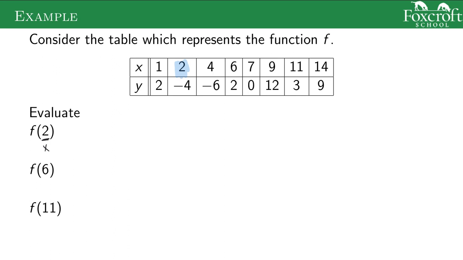And what y value corresponds with that? I just go straight down the table, and the y value that corresponds to that is -4. So that tells me that f of 2 equals -4. When I put the input 2 into my function, I get out -4. Next, f of 6. My x value is 6, and its corresponding y value is 2. So this is equal to 2. When I put 6 into my function, I get out 2. Go ahead and try f of 11 for yourself.